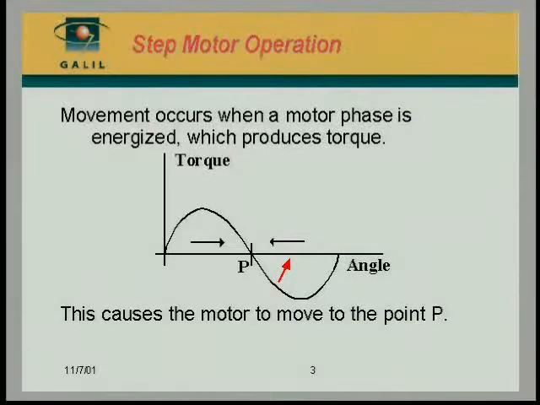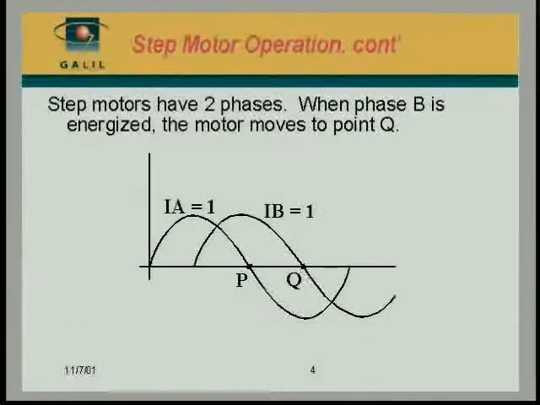Now, that will only cause the motor to get stuck in one position. If you want to move further, you go to the second phase, phase B, and instead of energizing phase A as we had before, which leads to stopping at position P, now we energize phase B. That creates a different curve that moves us to point Q. So this way you could move the motor from one equilibrium point P to the other equilibrium point Q.